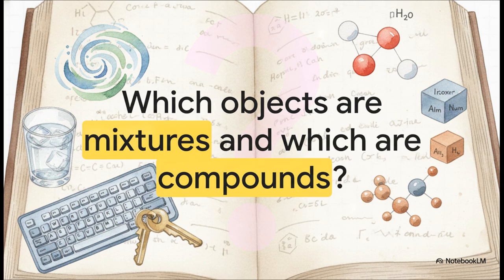So, here's what I want you to do. Look around wherever you are right now. The air you're breathing, is it a compound or just a physical mixture of gases? What about your water glass, your phone screen, or the keys in your pocket? Which ones are physical mixtures just casually sitting together, and which are complex chemical compounds locked in an atomic embrace?